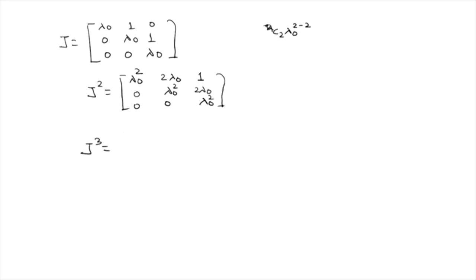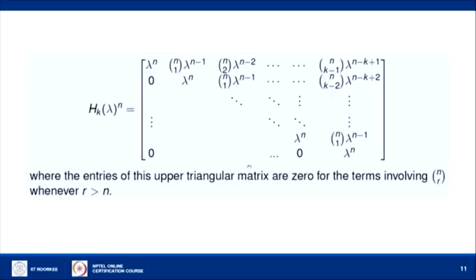If someone asks J cube, in the same way n will become 3, so λ0 cube. 3C1 will become 3, λ0 raised to power 3−1, the power will become 2. Then the next will become 3C2, which again will become 3, and then λ0 raised to power 1. So the matrix is λ0³, 3λ0², 3λ0, and so on, with λ0³ on the diagonal. So this particular matrix gives us the general power of a Jordan block.